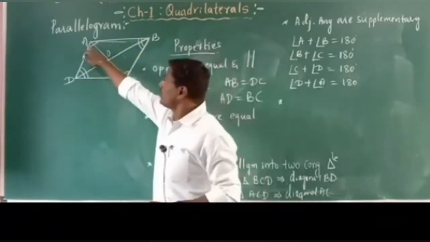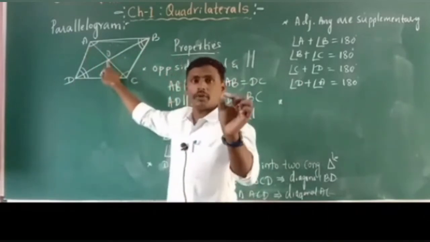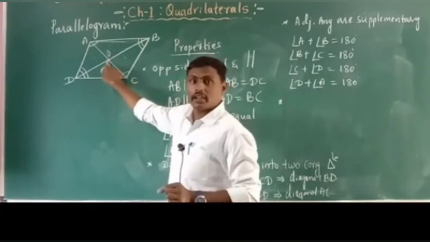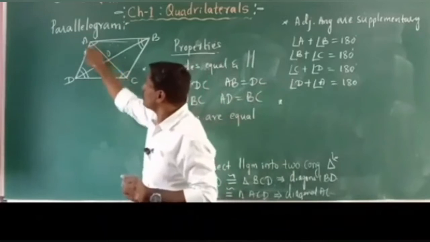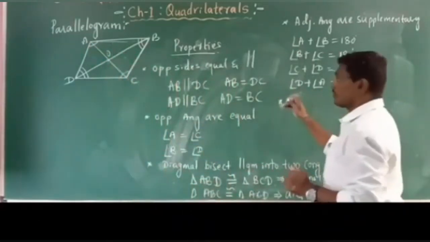For example, here AC and BD are the two diagonals that intersect at one particular point, that is O. When they intersect, the diagonal is divided into two equal parts. So what are the two equal parts here? The first diagonal, in the diagonal, what is that point?